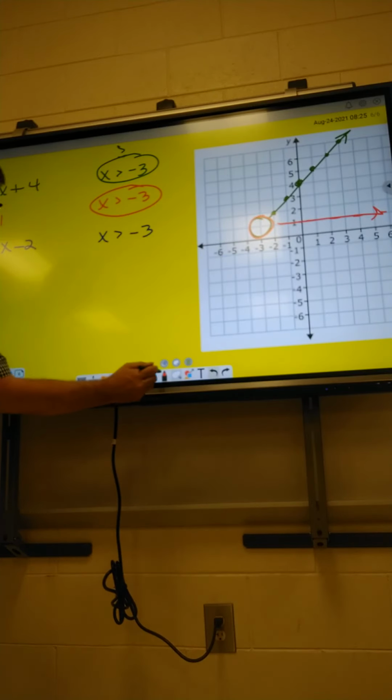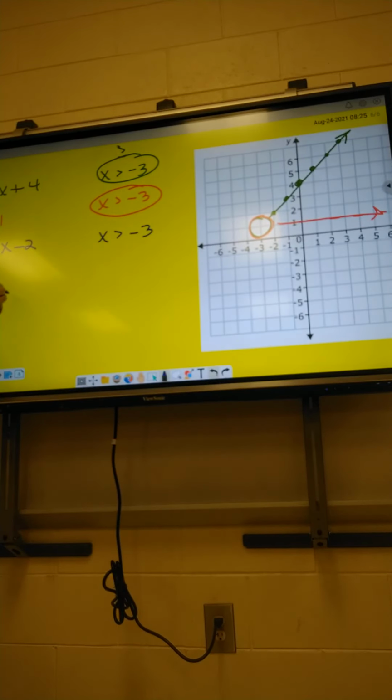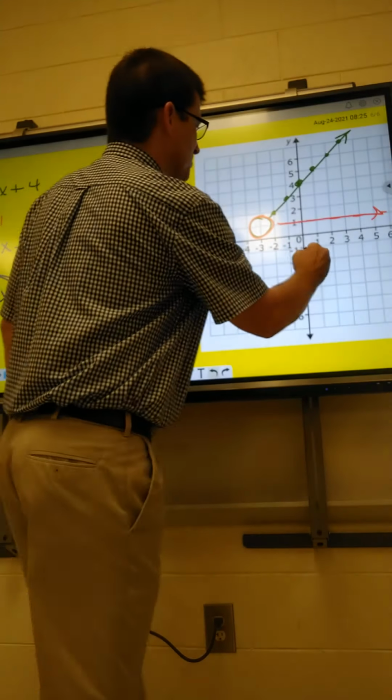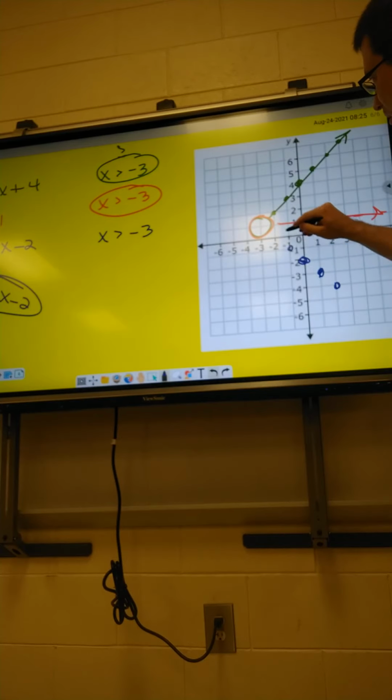All right, we got one more. y equals -x minus 2. Willie, help me graph it. Where'd I start? -2. Willie, what's my rise over run? -1. So instead of up 1 over 1, Willie says it's down 1 over 1. So it's here, here, here.